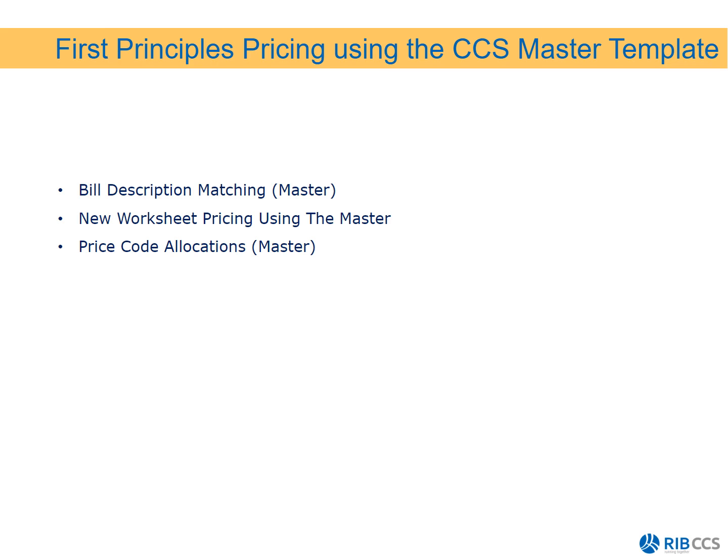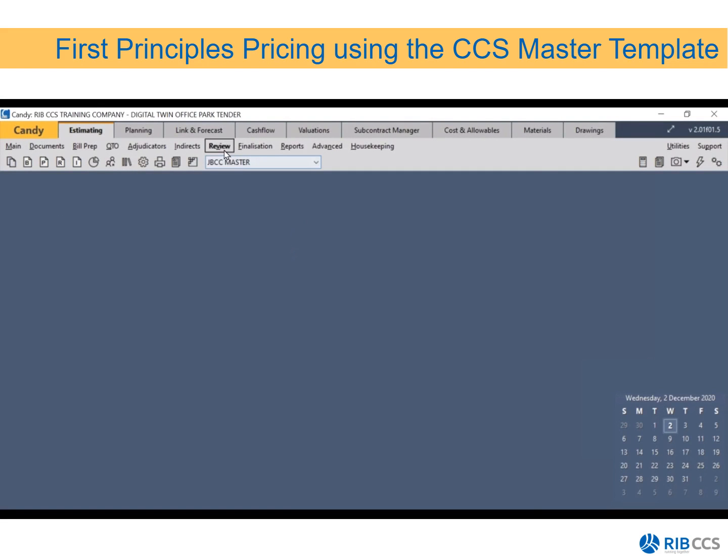The next step is to show you guys pricing, first principle pricing using the CCS master or any master. How it is possible to firstly do it by bill description matching. I'm going to show you how to do it, then new worksheet pricing using the master, and then price code allocations. And we've set the JBCC master as our master for this job.